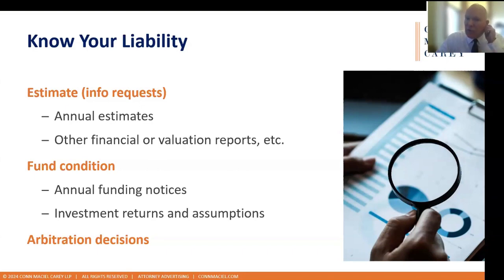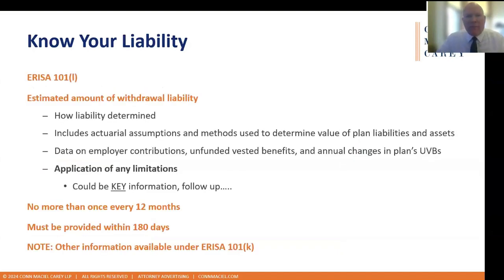The fund is also supposed to send out funding notices declaring what their funding status is. You need to check on what their investment returns and assumptions are. And you can also ask them for arbitration decisions. Under ERISA 101(l), you can request all this information. And like I said, I have a template that I'm happy to share with you if you want, that you can just cut and paste and put on your own letterhead or whatever and send in annually to request a lot of these items from your pension fund. But mostly what you really want is the estimated amount of withdrawal liability.